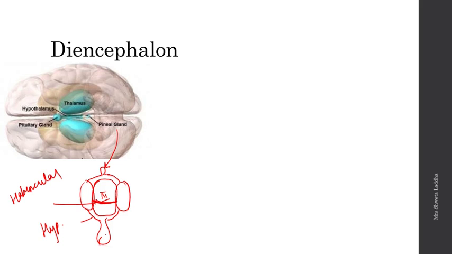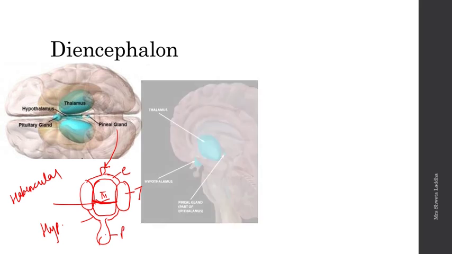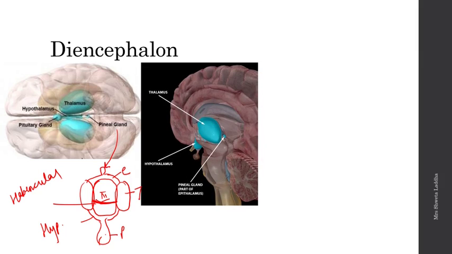So it is like a room. The roof is the epithalamus, the walls are the thalami, the floor is the hypothalamus, below the hypothalamus is the pituitary, and above is the pineal gland. Let us see the function. Here also you can see the thalami, above it the pineal gland, below it the hypothalamus, and then the pituitary gland.